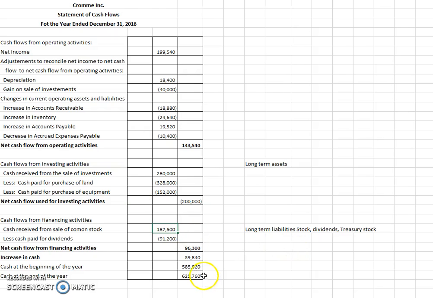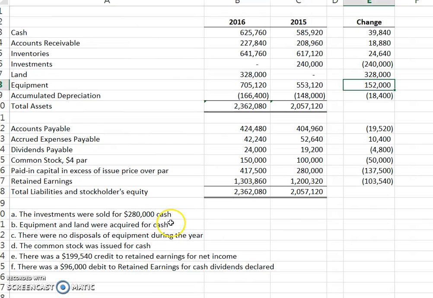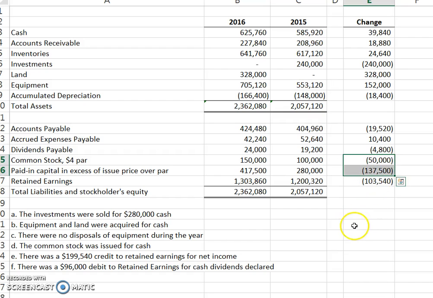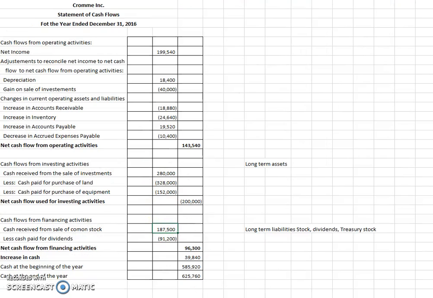So, cash received from sale of common stock. The way that we'll see that is that it's made up of two things. It's made up of the change in common stock and paid in capital in excess of par. So these two numbers together, which equal $187,500, that is the cash that we got. And that's because when you issue stock, you get cash, and you put the par value down at common stock, and the rest goes to paid in capital in excess of par, or in excess of issue price over par. So those two numbers together have to be looked at to get to our cash from stock.